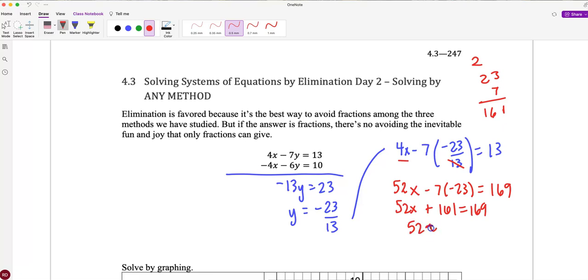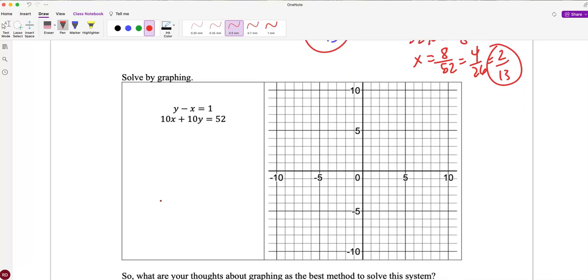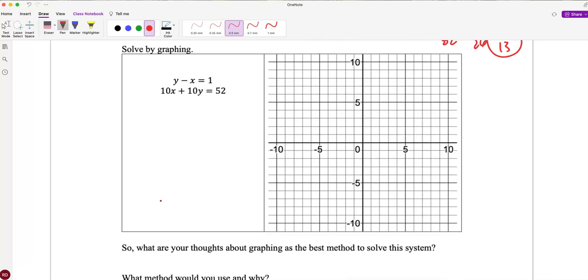52x equals 8. So x is 8 over 52, 4 over 26, 2 over 13. So x and y, your answer is 2/13, negative 23/13. Okay. So sometimes the fraction is just unavoidable, especially if the answer is both fractions.